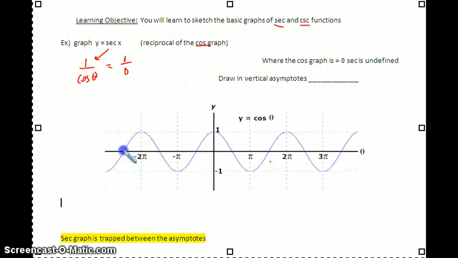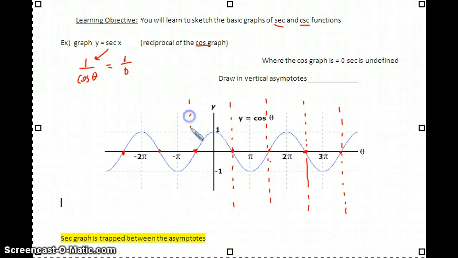In other words, at all of these points right here. Cosine is equal to 0 here, here, here, here, here, and here. So what you want to do is draw vertical asymptotes at those points. Again, you graph the cosine graph first. Then you go through and draw your vertical asymptotes wherever the graph is equal to 0.